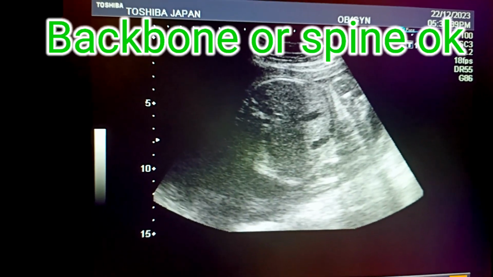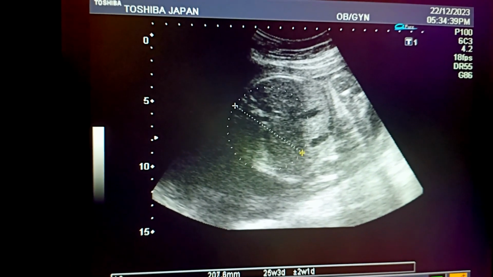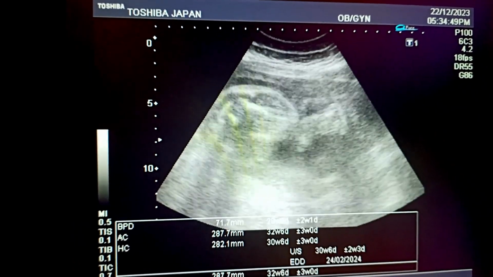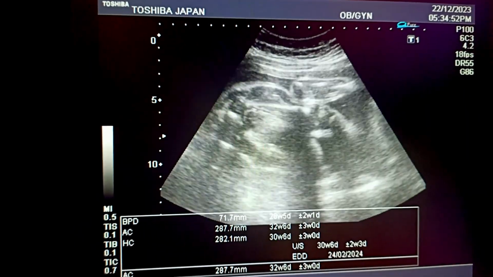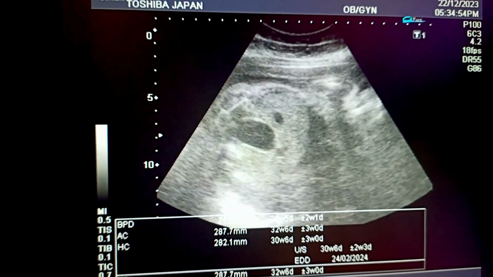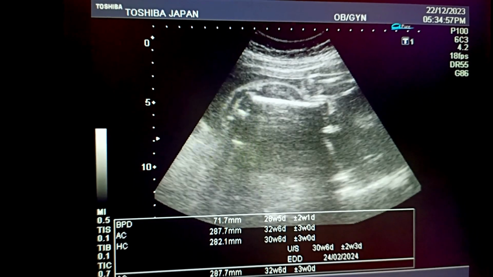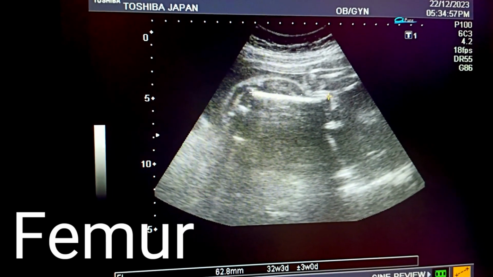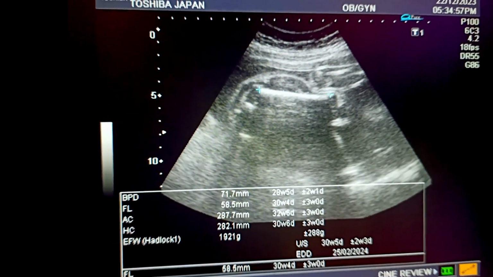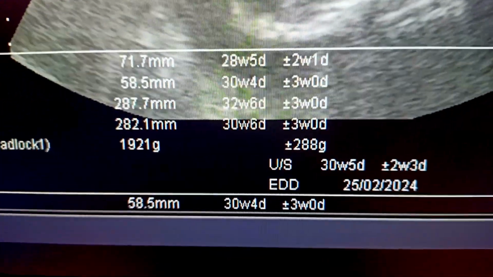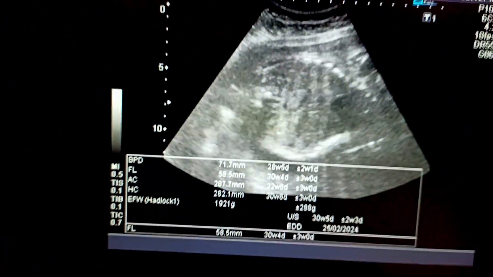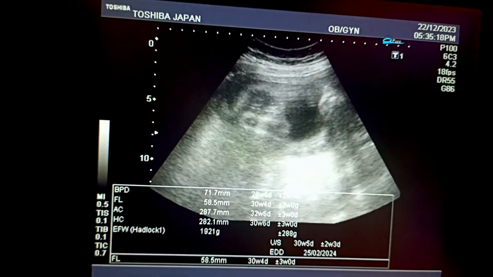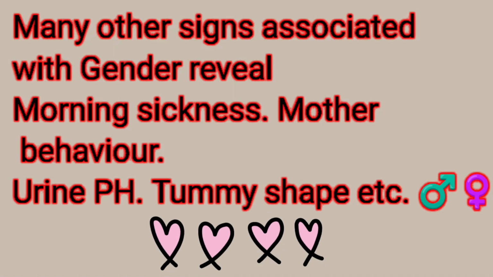The backbone and the spine of this fetus are okay. Now I'd like to calculate the abdominal circumference to find out the fetal weight as well as the age. I am also going to focus on the femur length. This is the femur length. It also corresponds to 30 weeks of pregnancy. So the fetal weight is about 2 kg and the fetus is at 30 weeks plus 5 days of pregnancy with a low-lying posterior placenta.